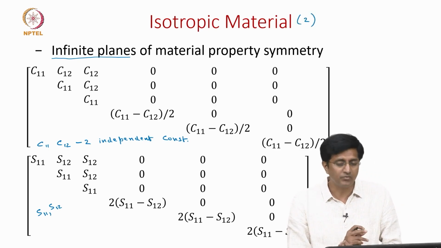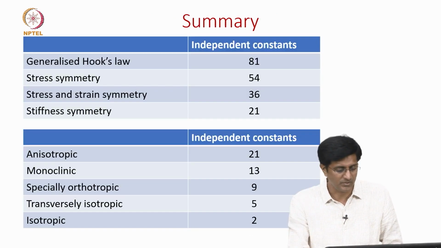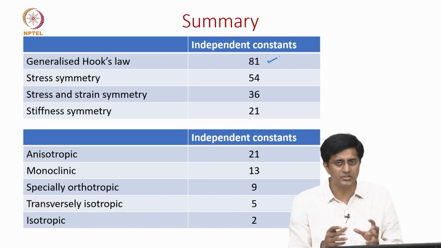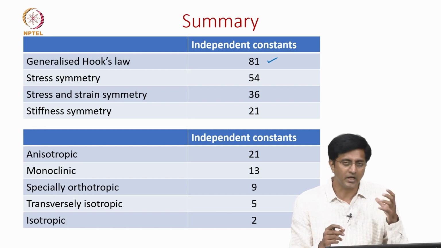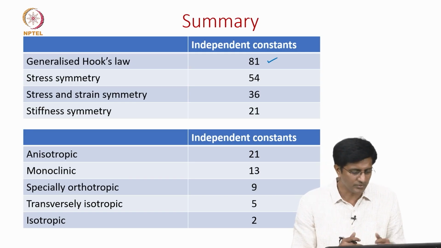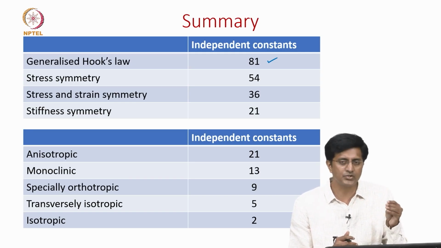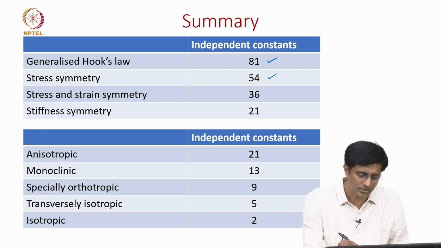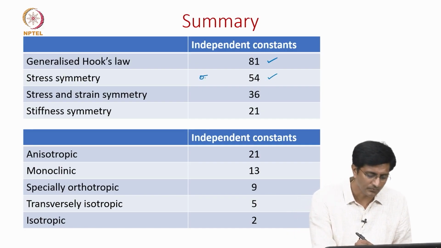So, this should summarize what we have discussed not just in this lecture, but even the previous lecture as well. We started with this generalized Hooke's law, which had 81 constants to define the relation between the stress and the strain, where we had 9 components of stress and 9 components of strain. But because of the stress symmetry, sigma ij is equal to sigma ji, we reduced from 9 to 6 stress components, and then the independent constants reduced to 54.